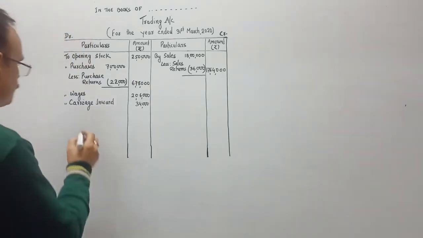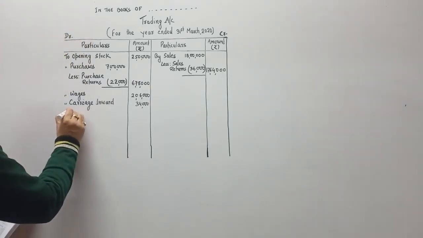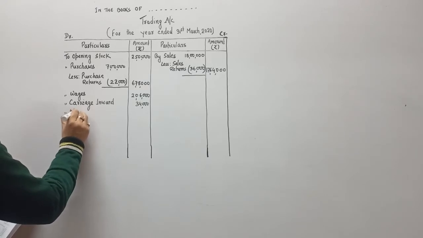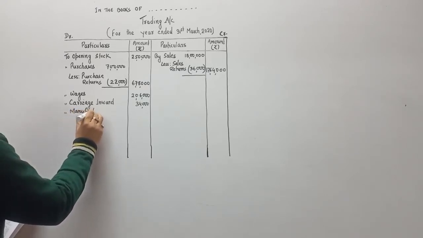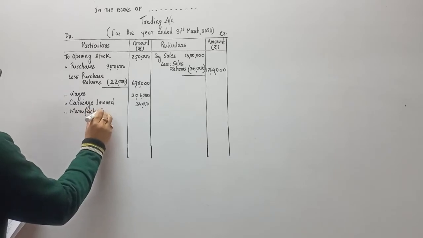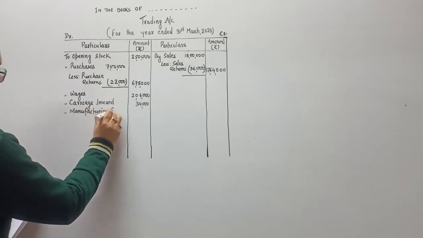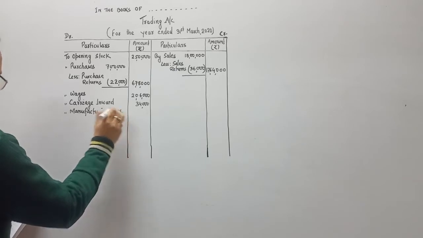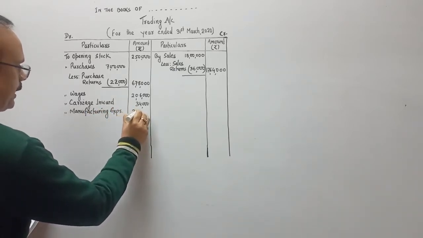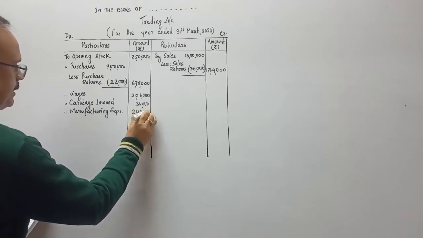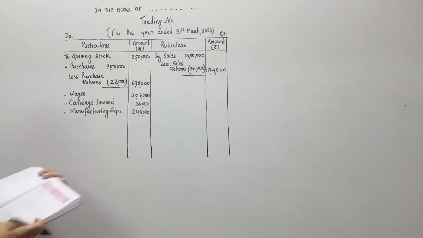Next is manufacturing expenses, which is a direct expense. How much is it? Manufacturing expense is 2,48,000. 2,48,000 is the manufacturing expenses.